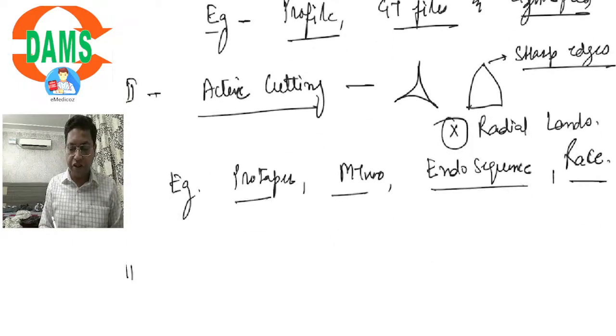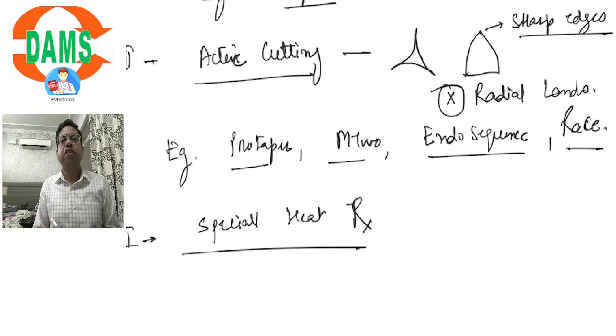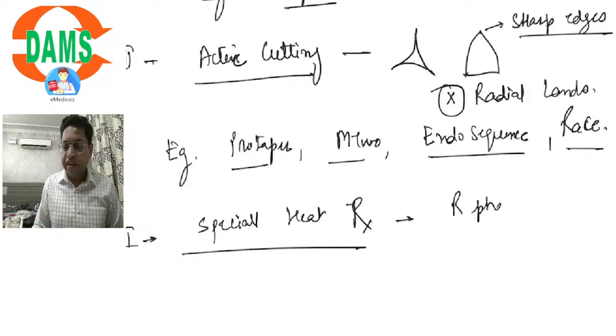Then we have the third generation of nickel titanium instruments. They are instruments that have got special heat treatment. We subject the nickel titanium alloy to special heat treatment, so the properties of the alloy are enhanced. Special heat treated instruments, principally they contain the R phase of nickel titanium. What is R phase? We have already seen.